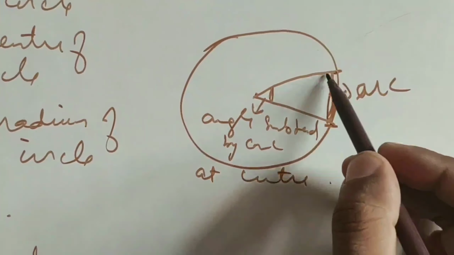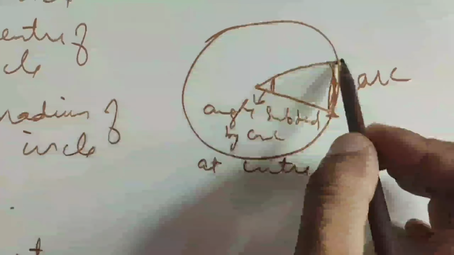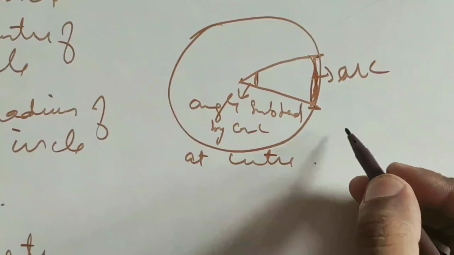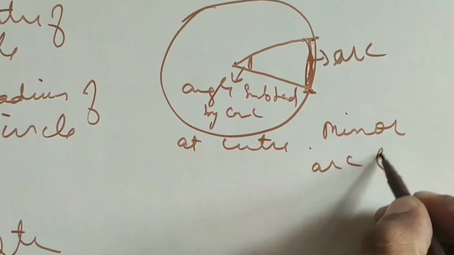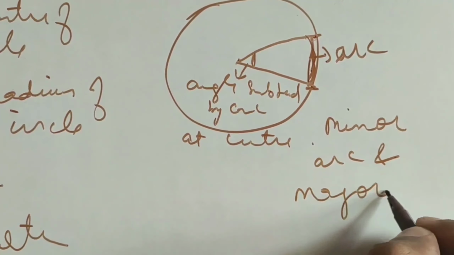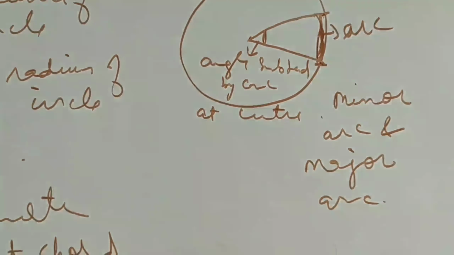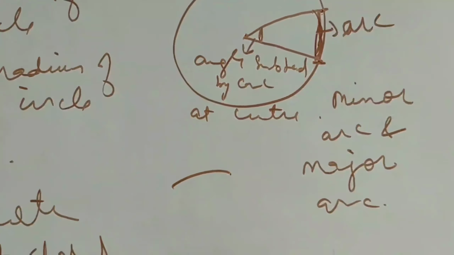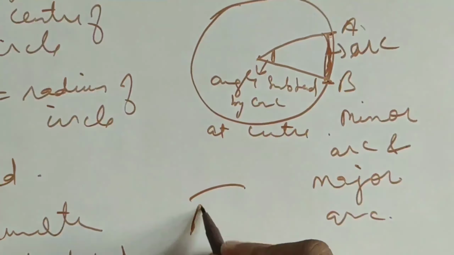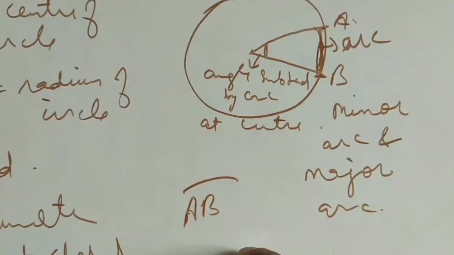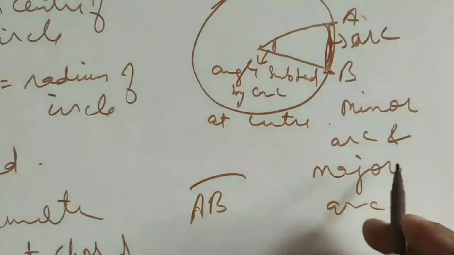Now this part is an arc and this part is also an arc. So an arc also has two parts, that is minor arc and major arc. An arc is represented by this curved line. Suppose I say this is A and this point is B. So this represents the AB minor arc.